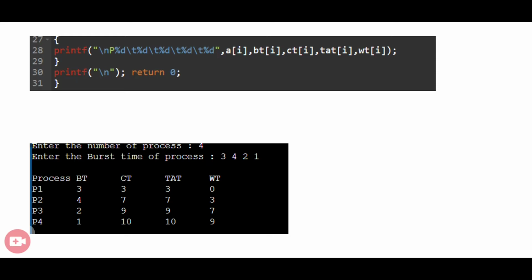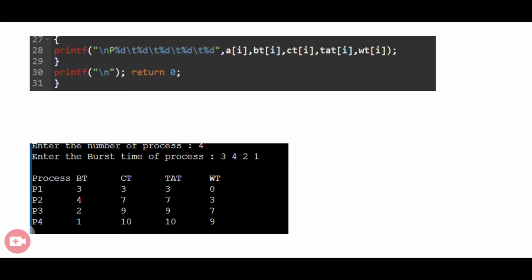Then what is the waiting time? Process 1 is the first process in the ready queue. So there is no waiting time for P1, but P2 will wait for 3 time periods because the burst time of P1 is 3. So P2 has to wait 3 time periods. Then P3, its waiting time is 7 because P3 will wait for P1 and P2 to complete.